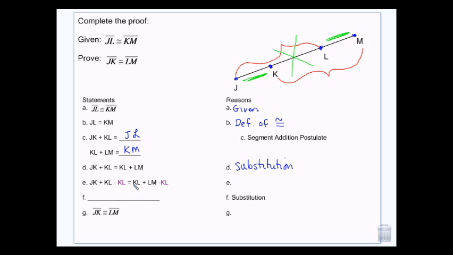So I subtract KL from both sides and put it in purple. Okay, it does show up on your screen. So I took KL away from both sides. That's subtraction. And if I take KL away from this, I'm left with JK. And if I take KL away from this, I'm left with LM. That's the substitution. And equal means congruent. That's the definition of congruent.